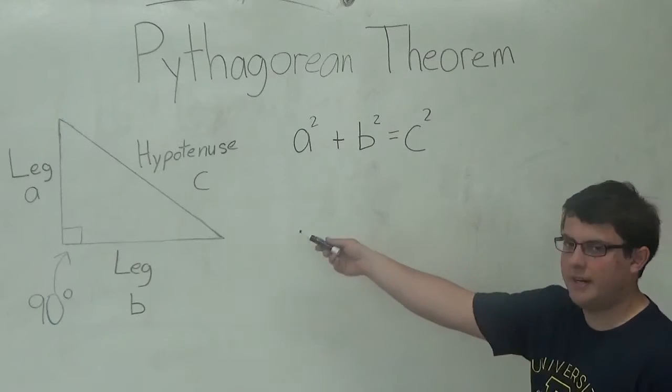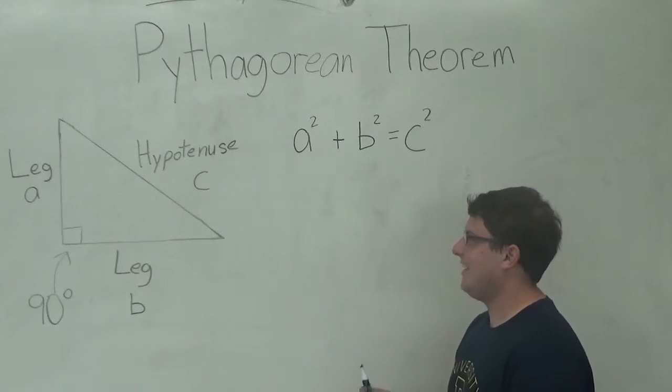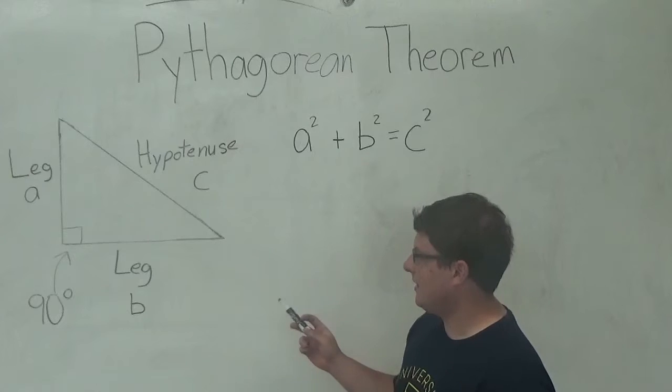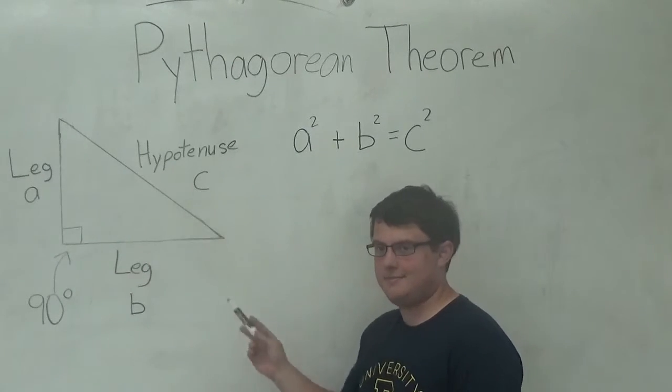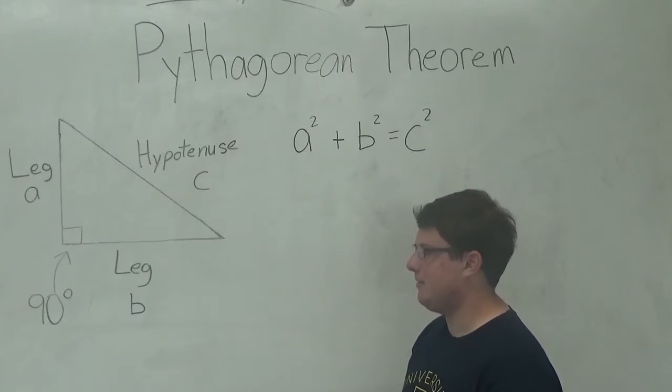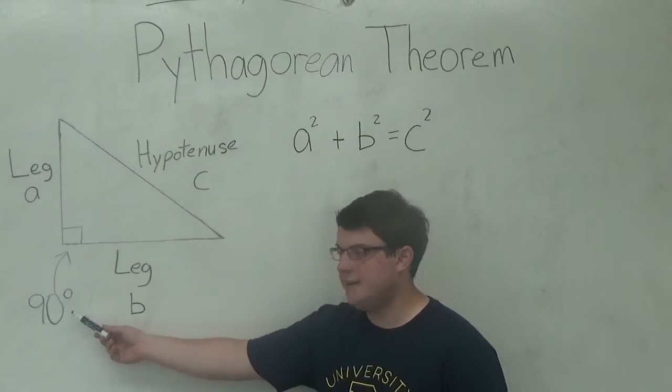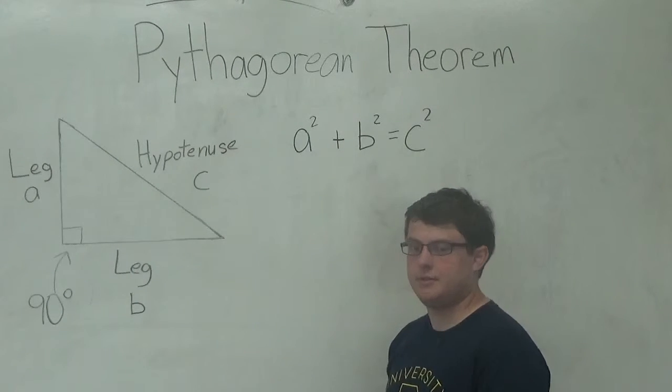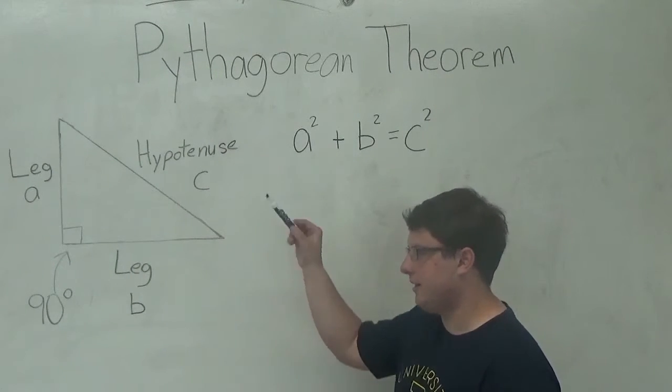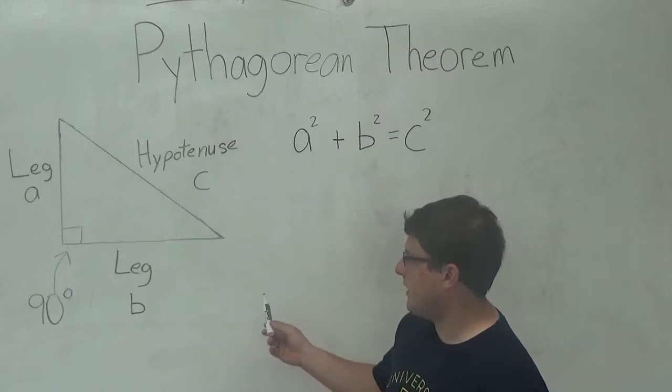So what we have here is a triangle that I drew. There are three sides to a triangle. Two of them are called the legs. One is called the hypotenuse. The hypotenuse is opposite the 90-degree angle, which is the largest angle in a triangle. That's a right triangle. And the other two sides are called legs.